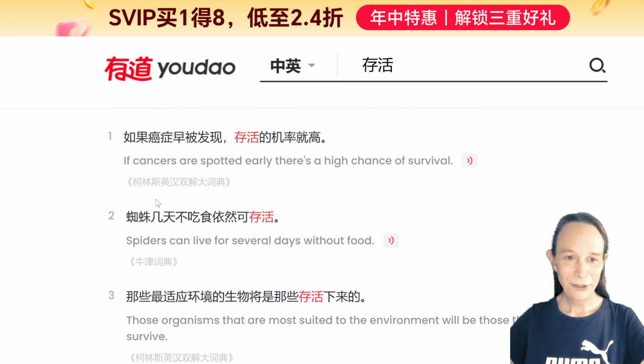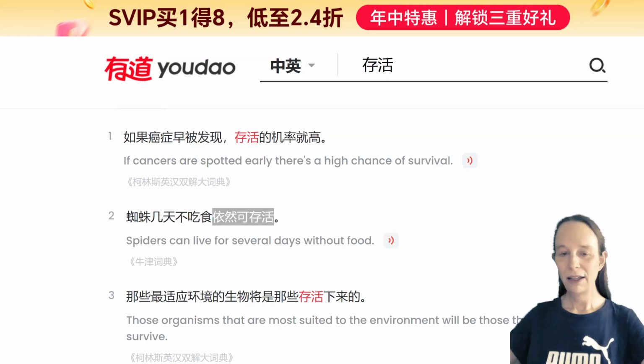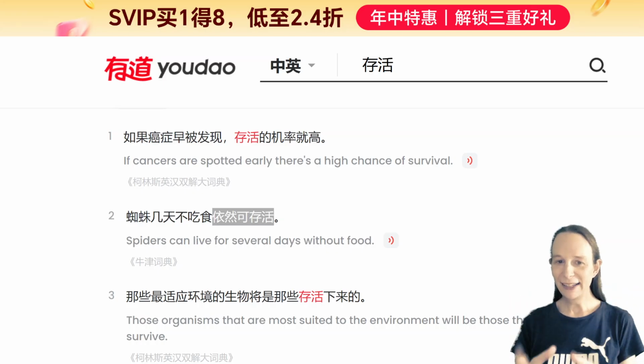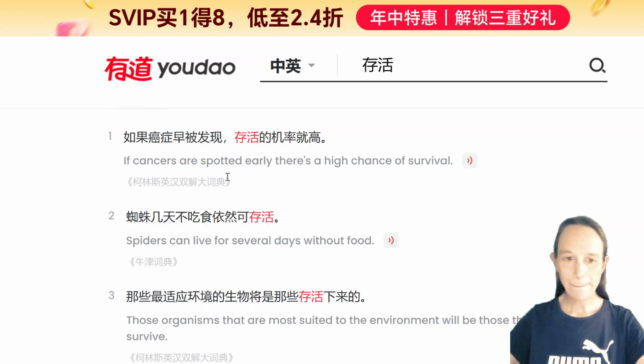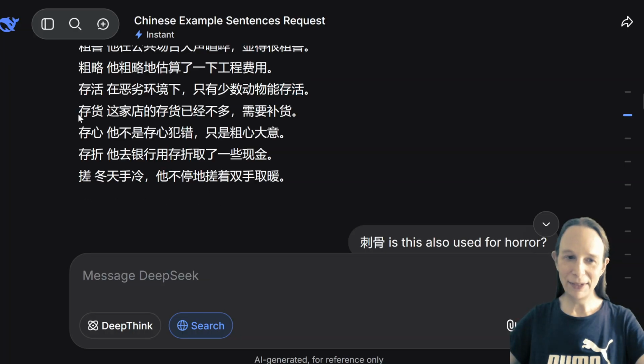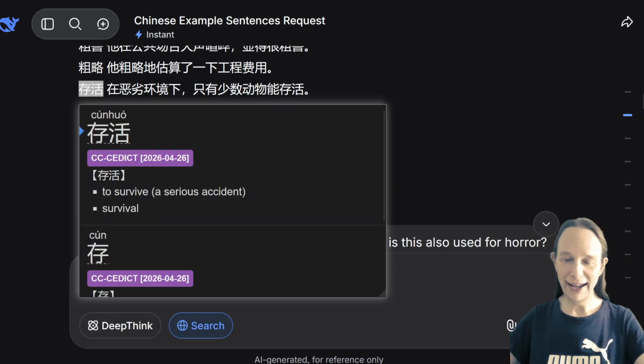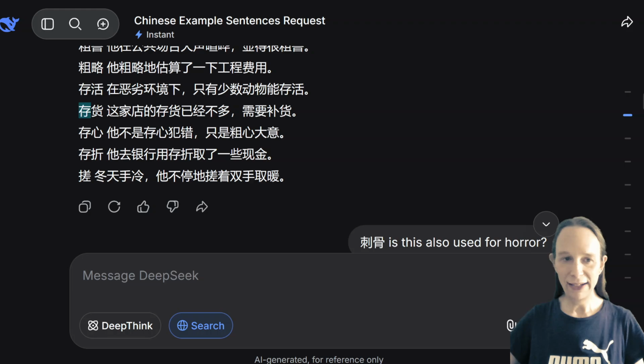蜘蛛几天不吃食，依然可存活。The spiders can survive without food for several days. Yeah, it's very similar, isn't it? 存活 and 生存.